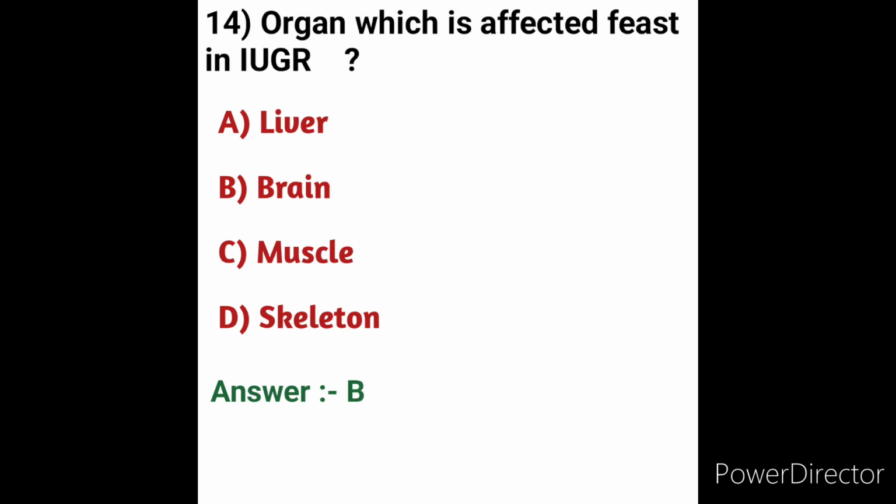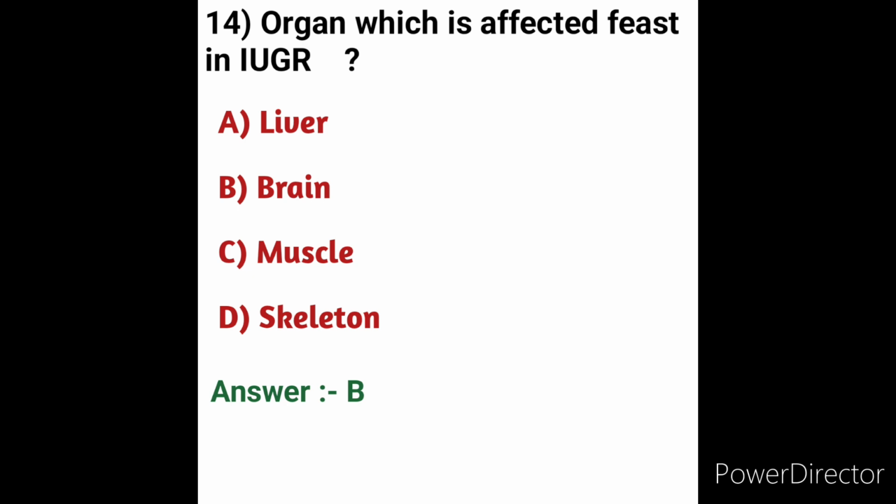Which organ is affected first in IUGR? IUGR, as we all know, is intrauterine growth retardation or restriction. We will see the options here. In IUGR cases, which of the following organs is affected first? Option A, liver, option B, brain, option C, skeleton and option D, muscle. Here IUGR means intrauterine growth retardation or restriction.